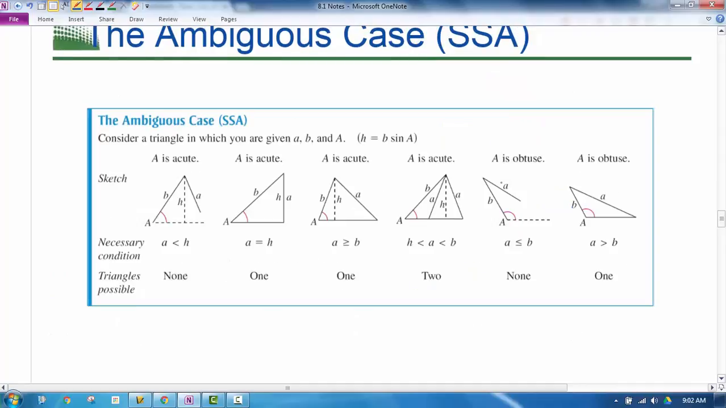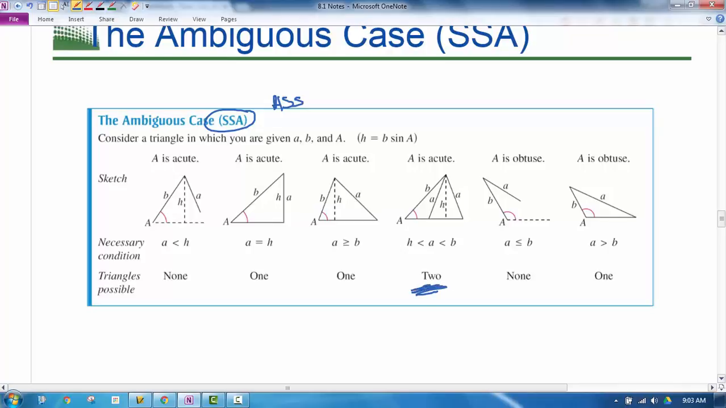So here are all the situations we can have given side, side, angle. In this case, what we're given is this angle here, A, and we're given side B, and we're given side A. So we're given angle, side, side. It turns out that there are all these different scenarios that can happen, and we're going to have to use reason and logic and critical thinking to determine which of these cases actually form triangles, and then how many, because in some cases there's two. So let me show you these.